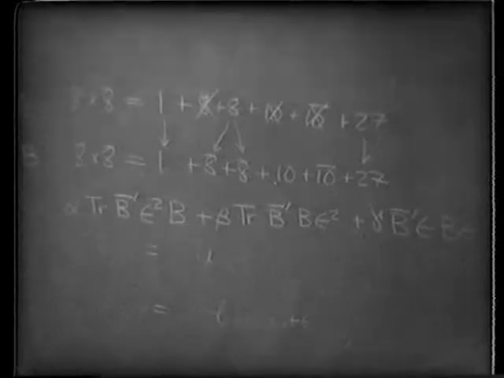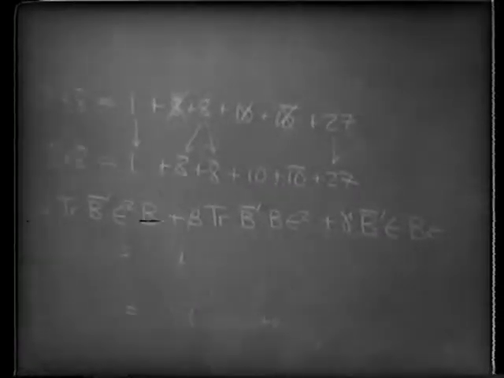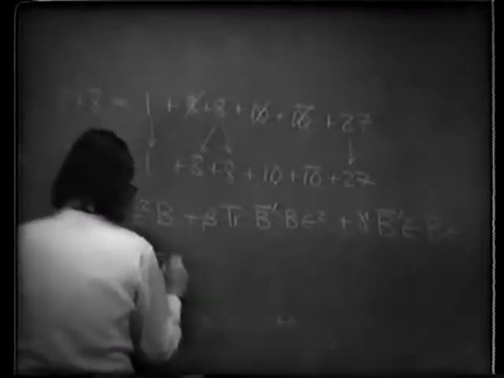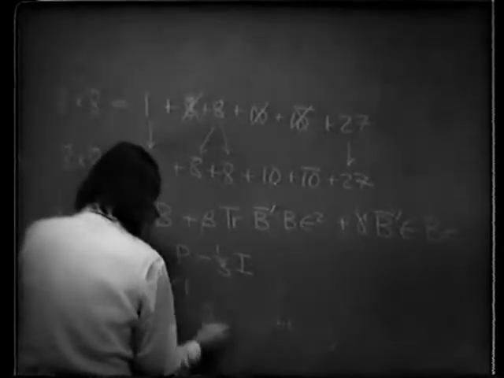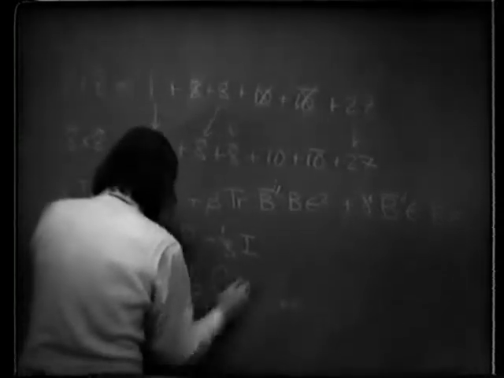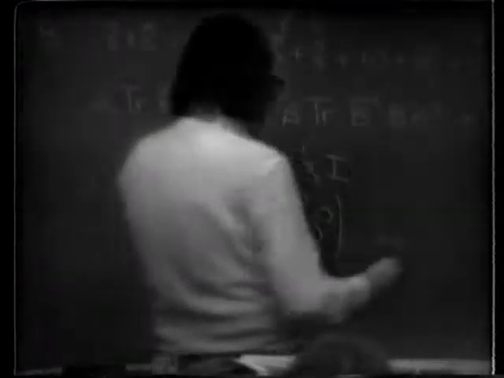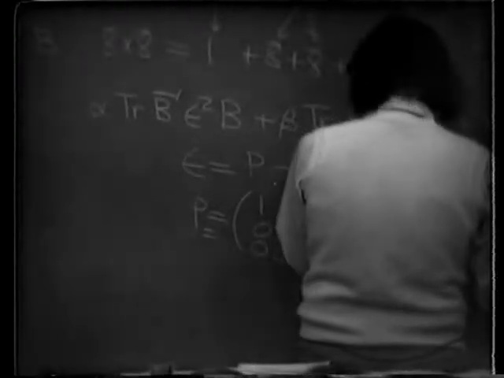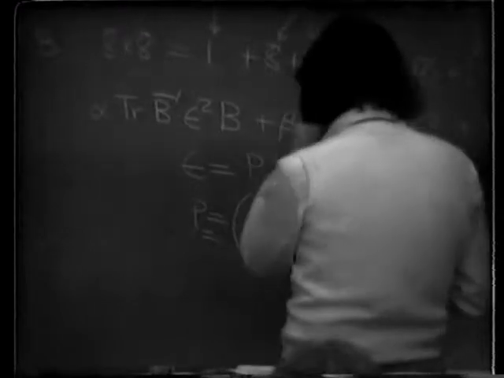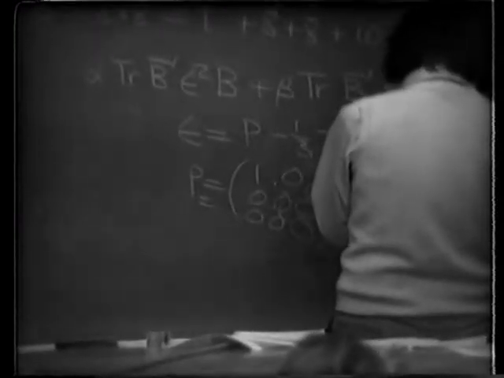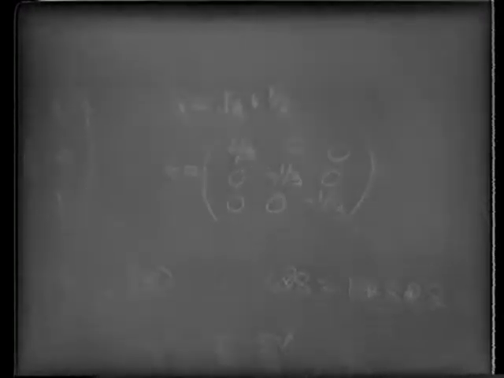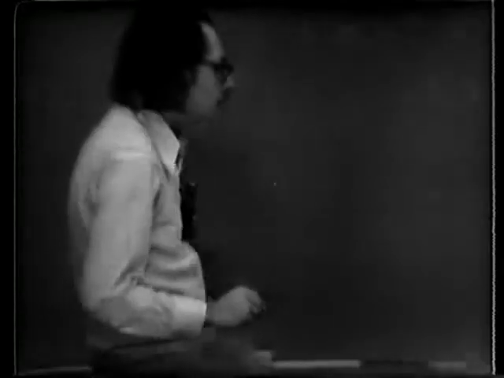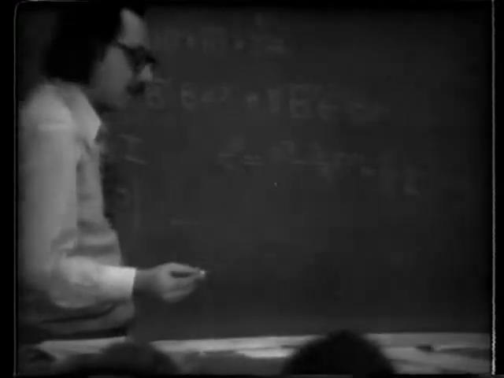I could now begin to compute, but it's useful to simplify the matrix algebra by observing that epsilon is P minus 1/3 I, where P is the projection operator 1 0 0 0 0 0 0 0 0. Thus, epsilon squared is P squared minus 2/3 P plus 1/9 I, or 1/3 P plus 1/9 I. Is PI? PI is P. Oh, that's what makes I.